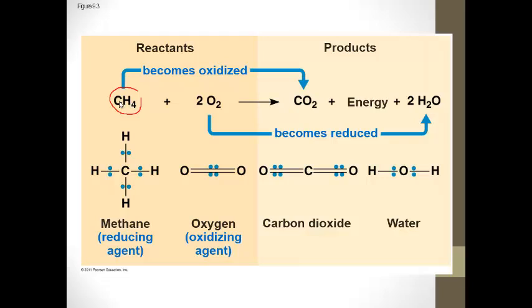During this chemical reaction, methane gets oxidized. It's going to lose its electrons. Whenever you lose electrons, you're also going to lose protons or hydrogen ions along with it. A proton is always going to travel along with the electron. CH4 gets oxidized, it loses its electrons, and it becomes carbon dioxide. The electrons are being transferred from methane to oxygen.